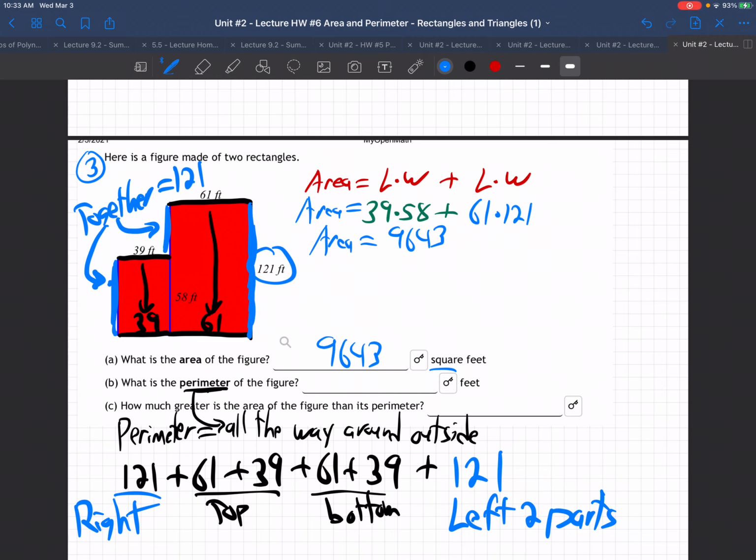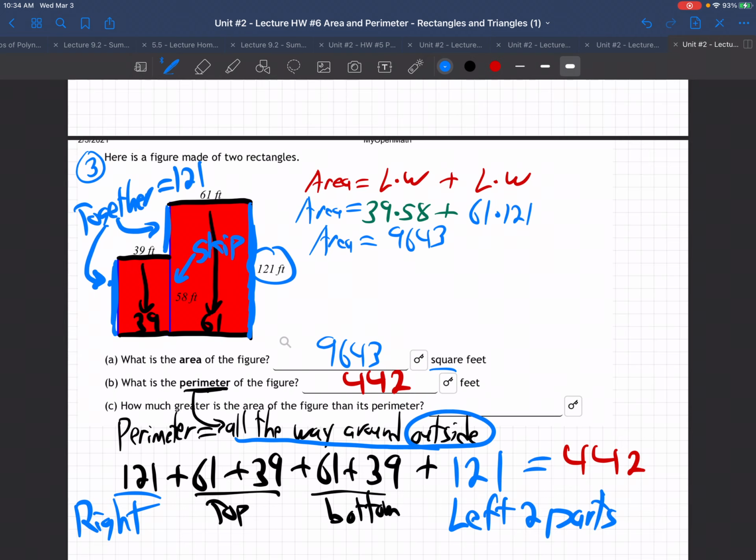I'm getting an answer of 442. That's the perimeter. You might ask, what about that part in the middle? That's not the outside. We don't need that 58 in the middle. Skip the 58, because perimeter means all the way around the outside, like you want to put a gate around the shape. You don't include that part in the middle.